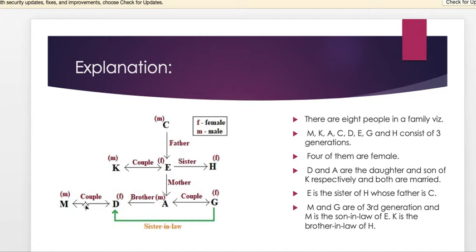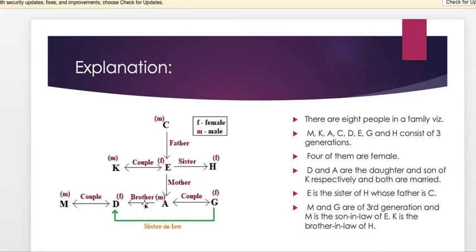M is the son-in-law of E. Son-in-law means daughter's husband, and obviously he is male. So M is the son-in-law of E, and from this we can assure that E is the mother of A and D.